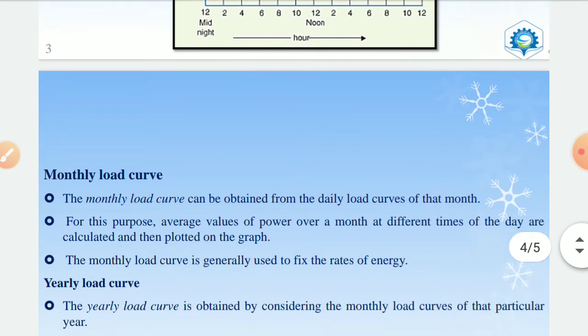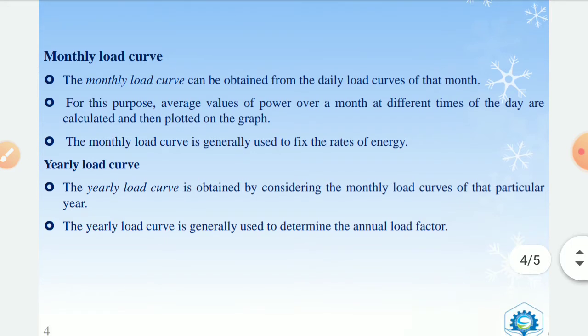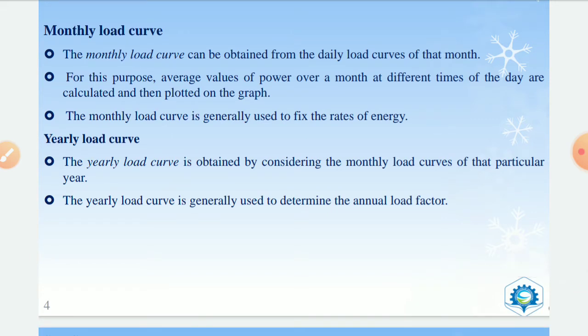The second load curve which we can derive is known as the monthly load curve. A monthly load curve can be obtained from the daily load curves of that month. If you are having 30 days in a month, and you are taking the daily load curves of that month, then we can derive a monthly load curve. For this purpose, we are taking the average values of the power over a month at the different times of a day, and it is calculated and then plotted on a graph. The monthly load curve is generally used for fixing the rate of energy. What is the rate of energy? It is to be fixed with the help of the monthly load curve.